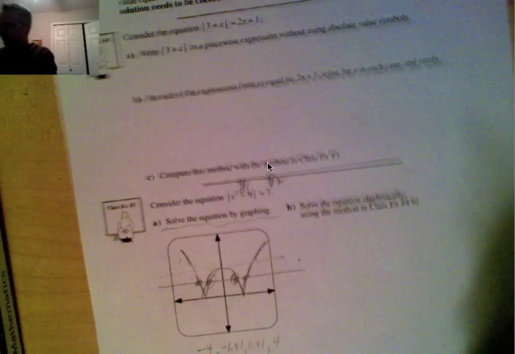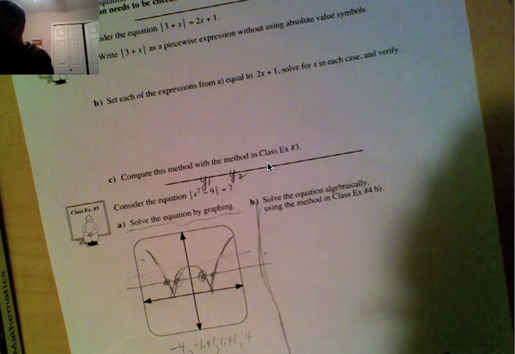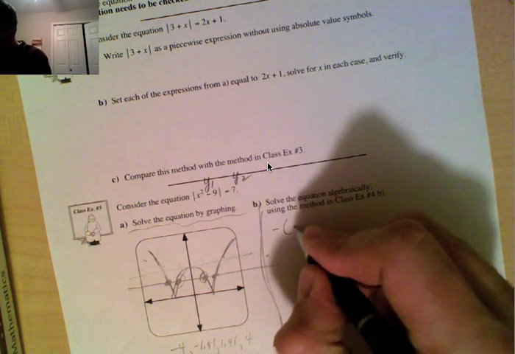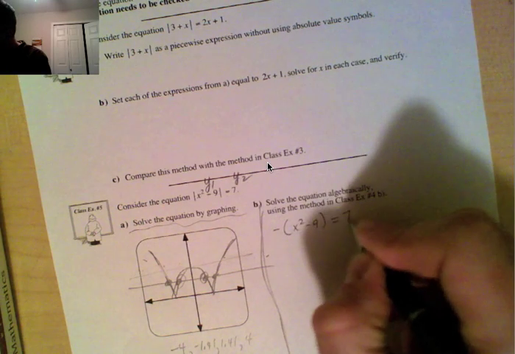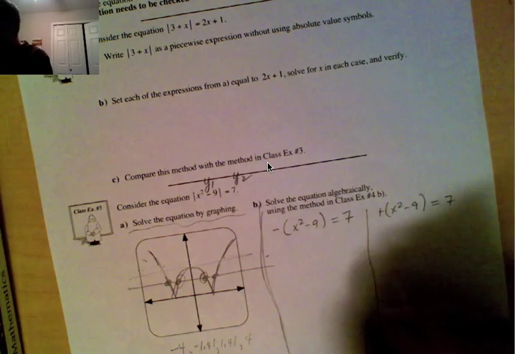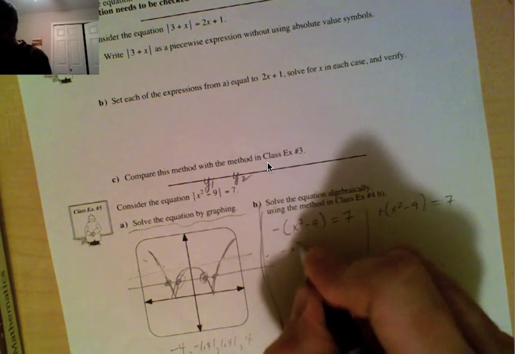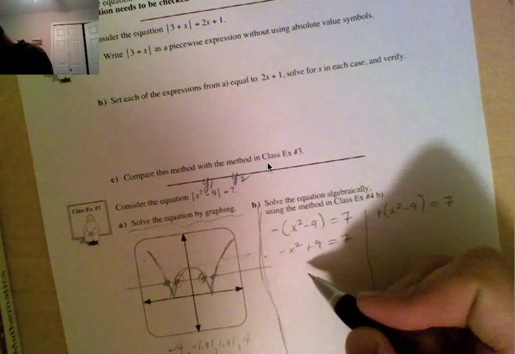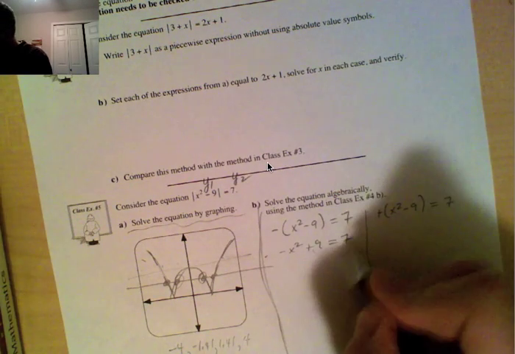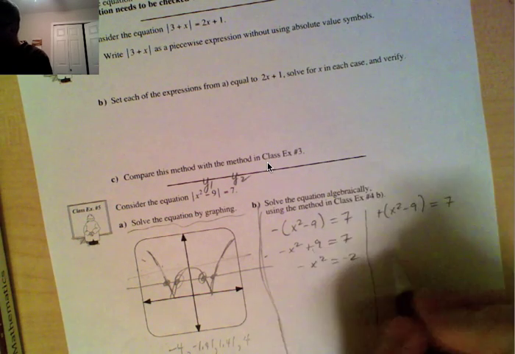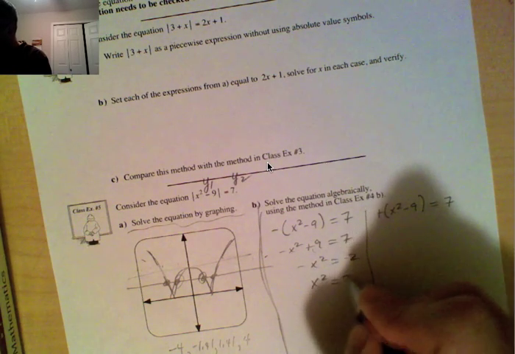Now, that's graphically how we came up with those solutions. Now what we're going to do is do the same thing, but algebraically. So we're going to look at the negative of x squared minus 9 equals 7, and we're going to look at the positive of x squared minus 9 equals 7. So if I distribute the negative, I get negative x squared plus 9 equals 7. If I subtract 9 from each side, I get negative x squared equals -2. If I divide each of these by -1, I get x squared equals 2.